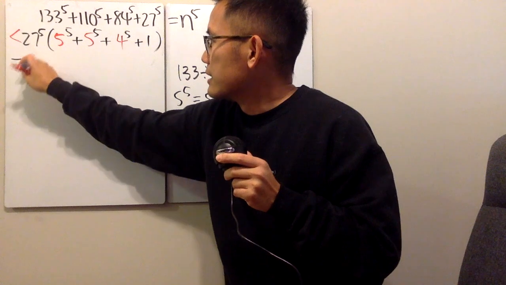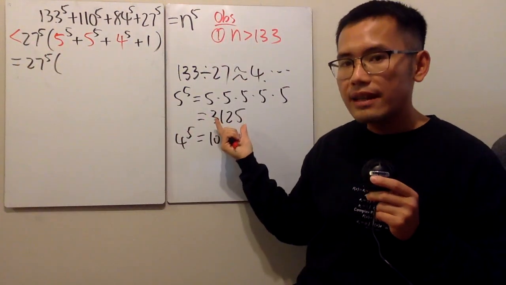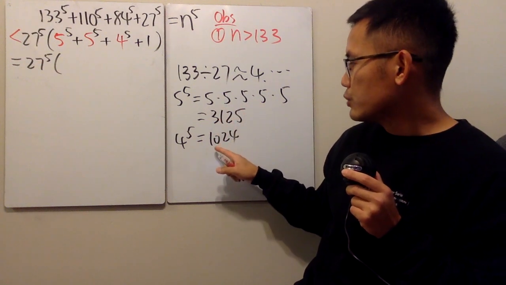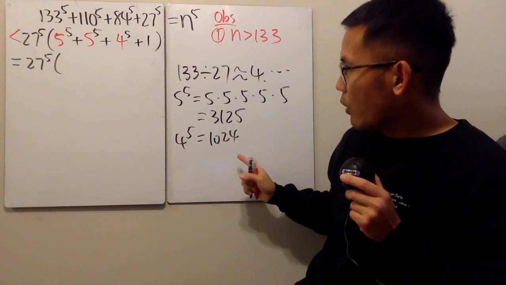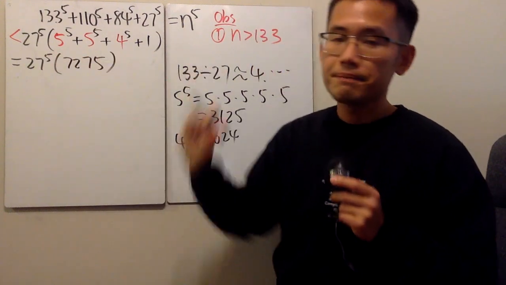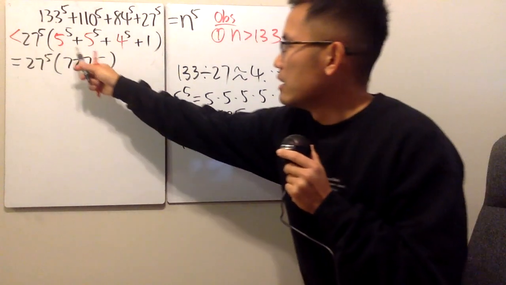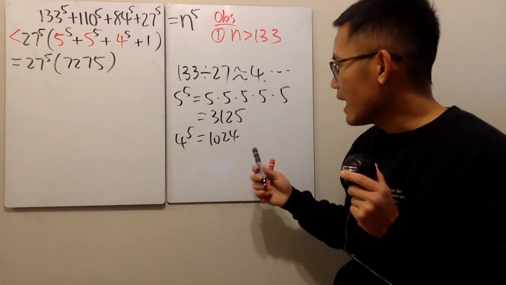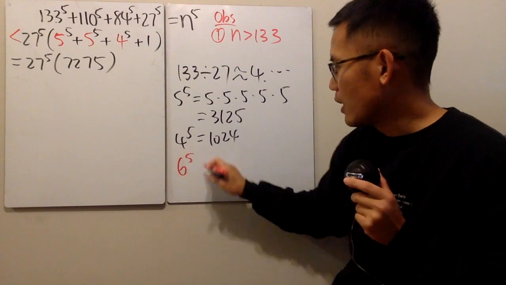This is going to be the same as 27 to the 5th power times this plus this, which is double of that, which is 6250, plus this, which is going to be 7274, and then add 1. So it's 7275, right? Now, we see that earlier, 5 to the 5th power is already 3125. So let's go ahead and maybe check 6 to the 5th power.